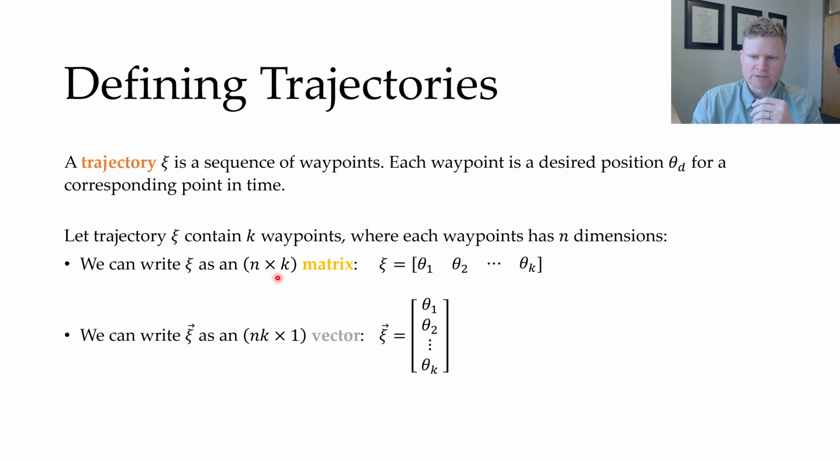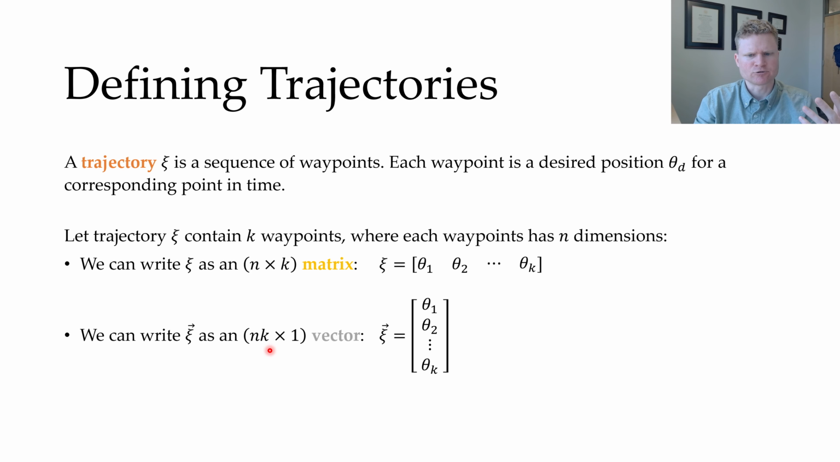However, as you'll see later in today's lecture, there are times when I also want to write this trajectory as a vector. And what I can do is just stack each of these different waypoints on top of each other. So I'll have theta 1 all the way down through theta k in one very tall vector. Call that xi with a little arrow on the top. This will be an nk by 1 vector, because each waypoint has n different dimensions, and I've got k different waypoints that I'm stacking together.